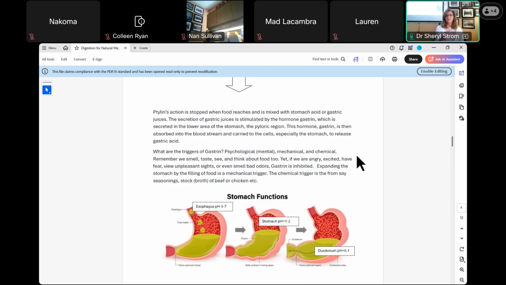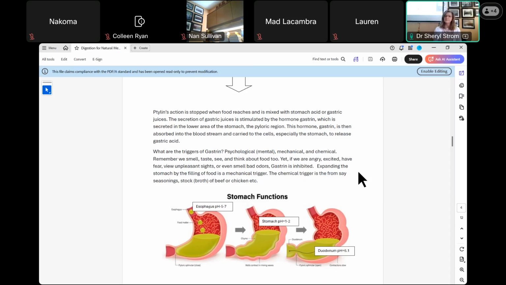So here's another one you have to know: mental, so psychological, mechanical, and chemical. Remember, we smell, taste, see, and think about food too. Yet if we are angry, excited, have fear, view unpleasant sights, or even smell bad odors, gastrin is inhibited. And so expanding the stomach by the filling of food is a mechanical trigger.